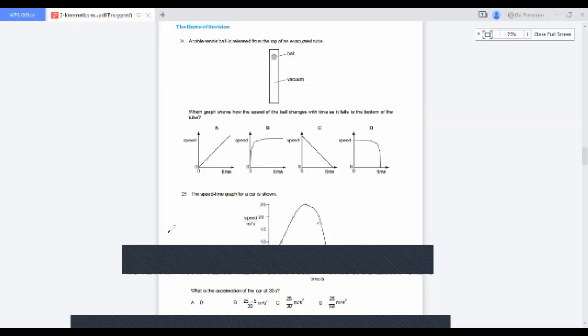Question number 24. A table tennis ball is released from the top of an evacuated tube. Evacuated tube means there is no air. Which graph shows how the speed of the ball changes with time as it falls to the bottom of the tube?